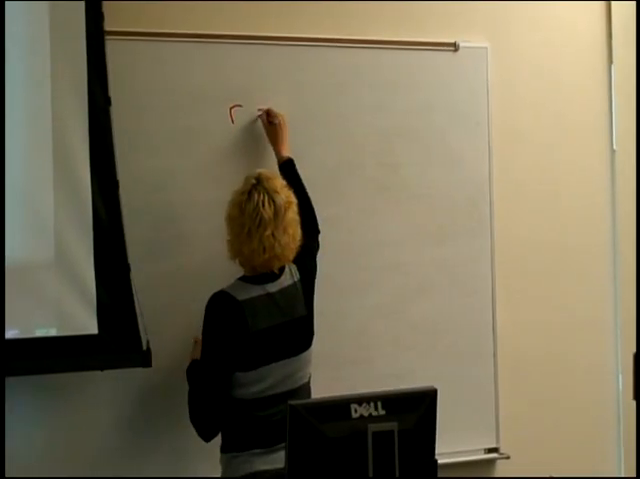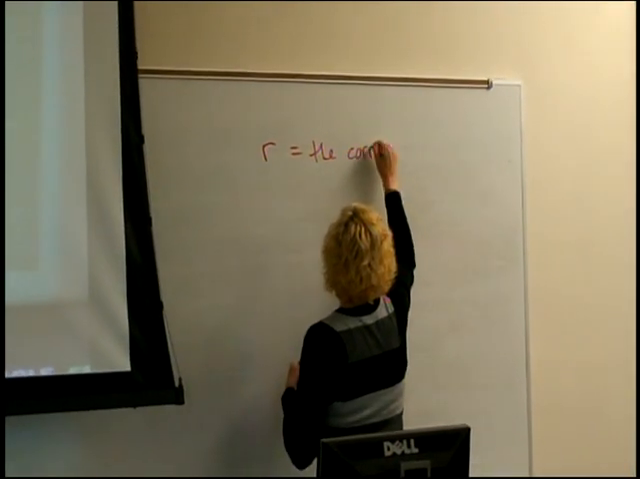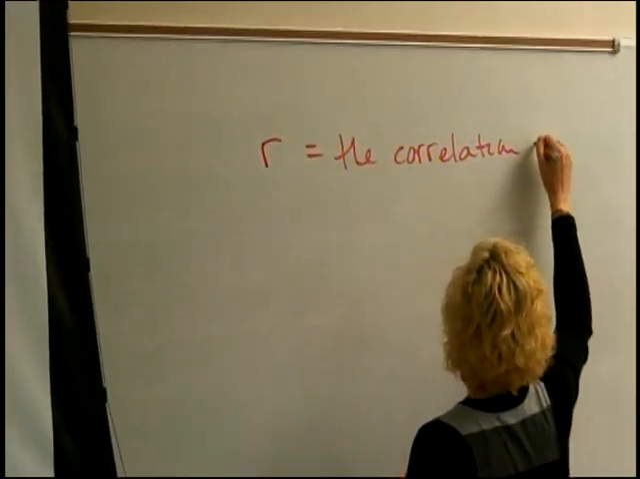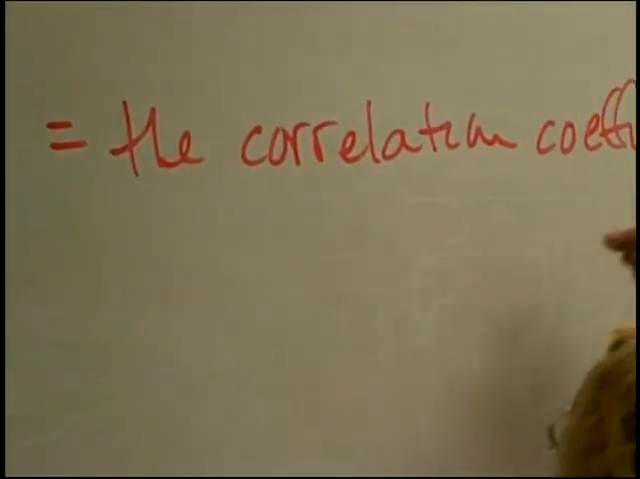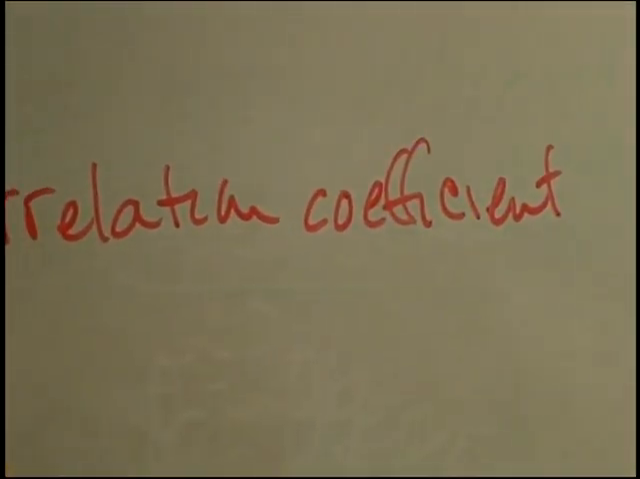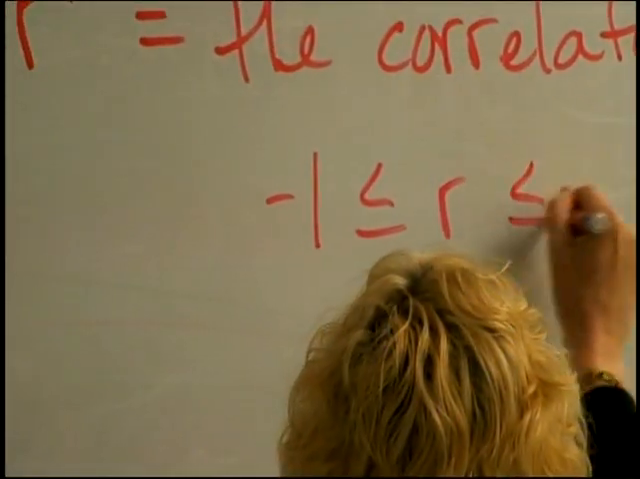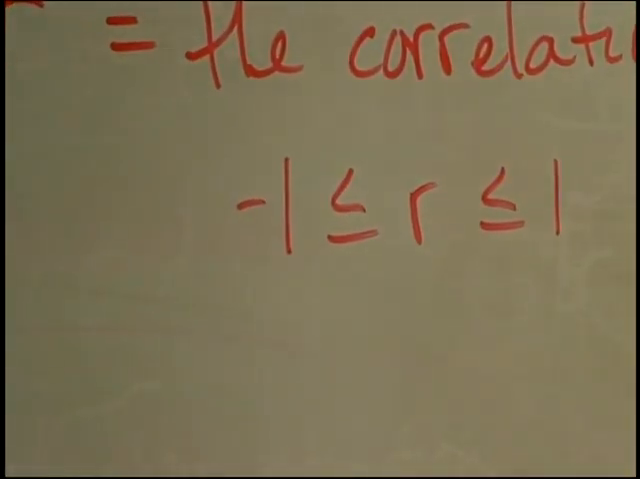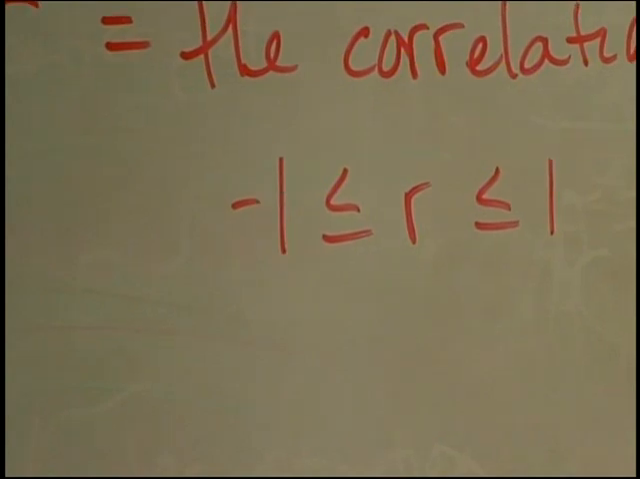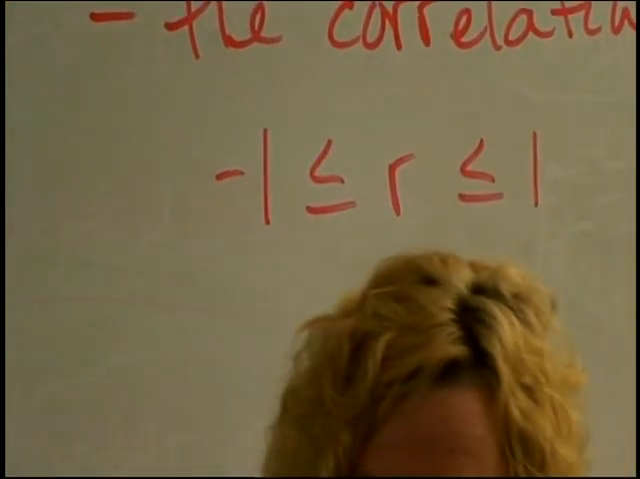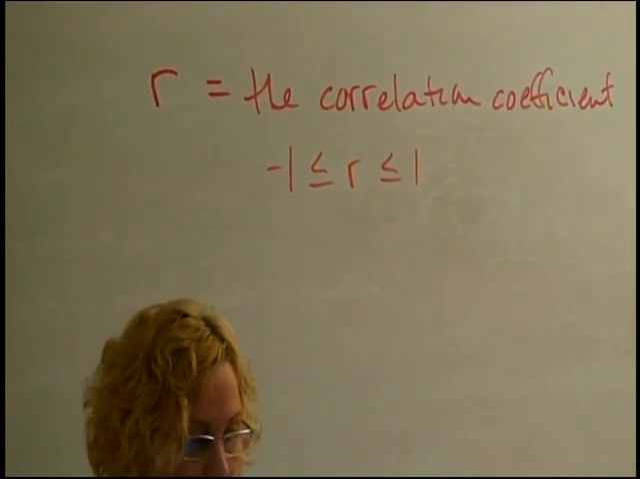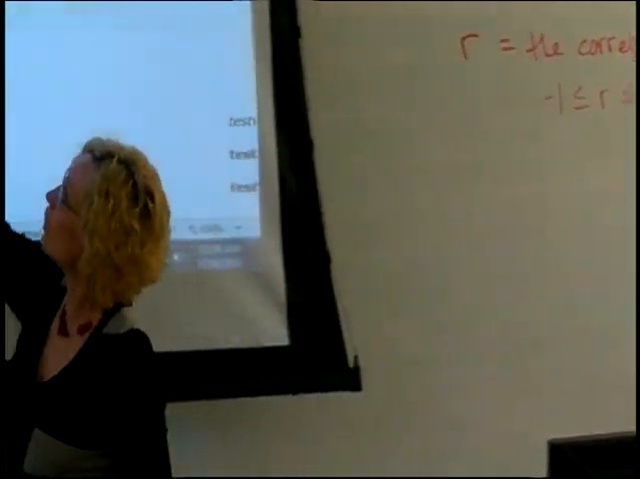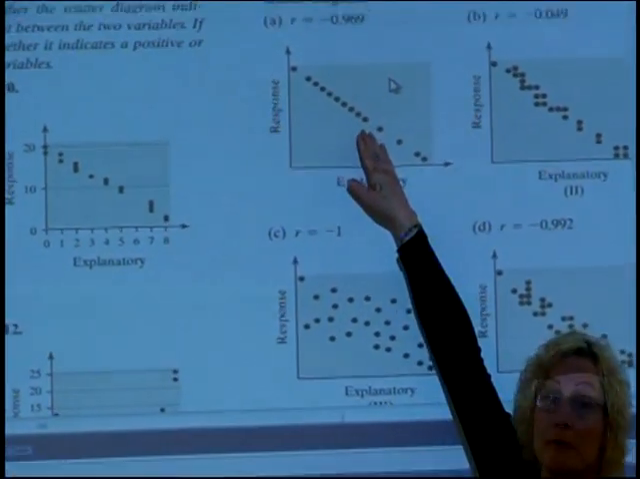R is the correlation coefficient. R is always a value between -1 and 1. Okay? The closer R is to +1, let me go back and we'll review those other problems that we were looking at. Okay, this is an R value of a perfect -1.